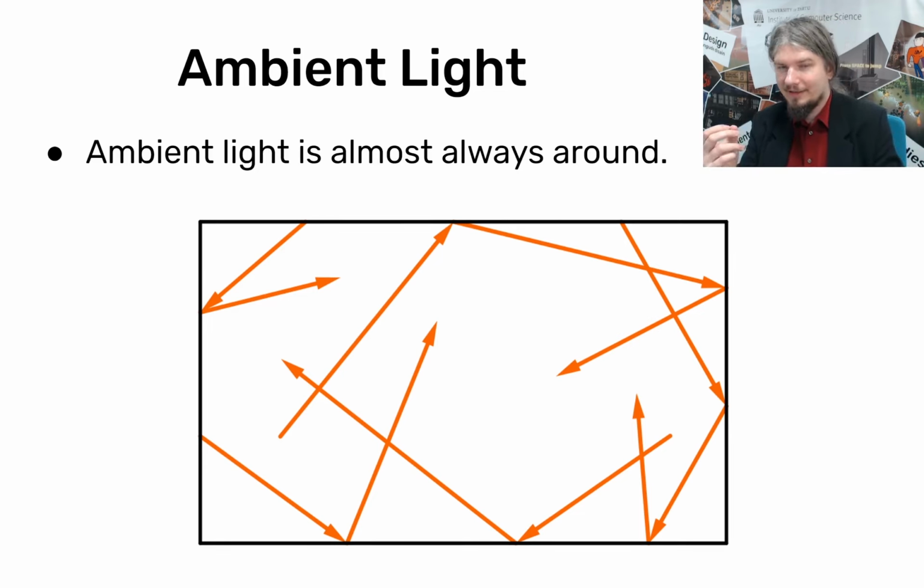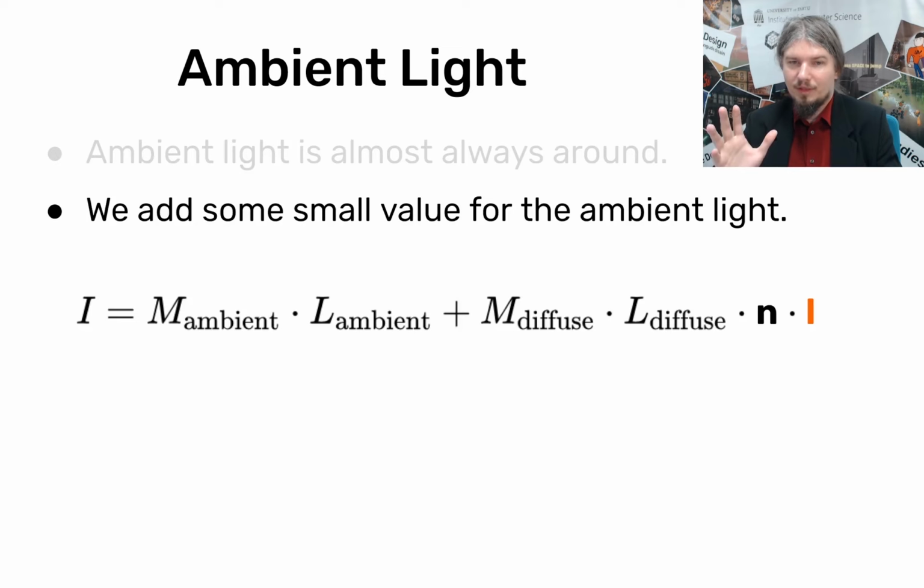Now calculating this is extremely complicated. With modern technologies you can do it with ray tracing and path tracing. There are also some other algorithms that do it. We will see these in the later half of the course, but right now we just want something that would model this ambient light in a really simple way. So what can be done is we just add some small value for the ambient light.